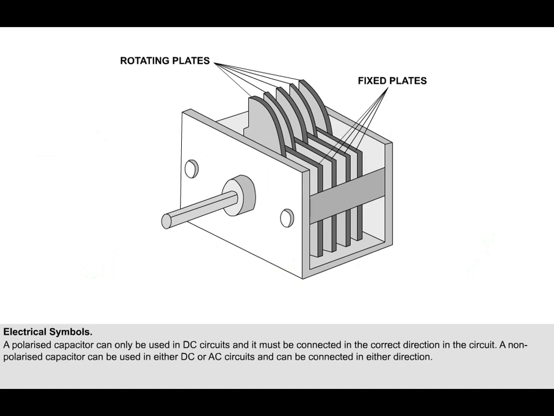Variable capacitors can have their capacitance varied either manually or automatically. A typical variable capacitor has a set of fixed plates and a set of rotating plates, so that the amount of overlap between the plates, and thus the capacitance, can be changed.